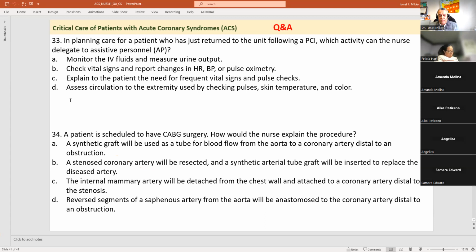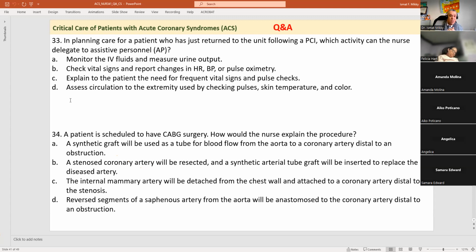34. Patient scheduled to have CABG surgery. How would the nurse explain the procedure?